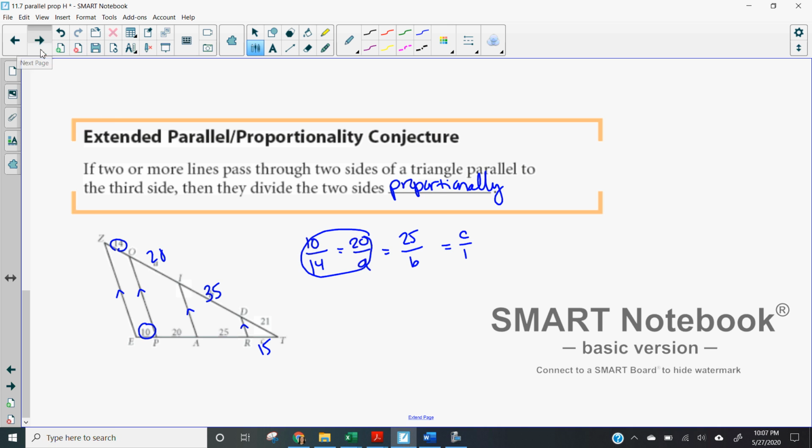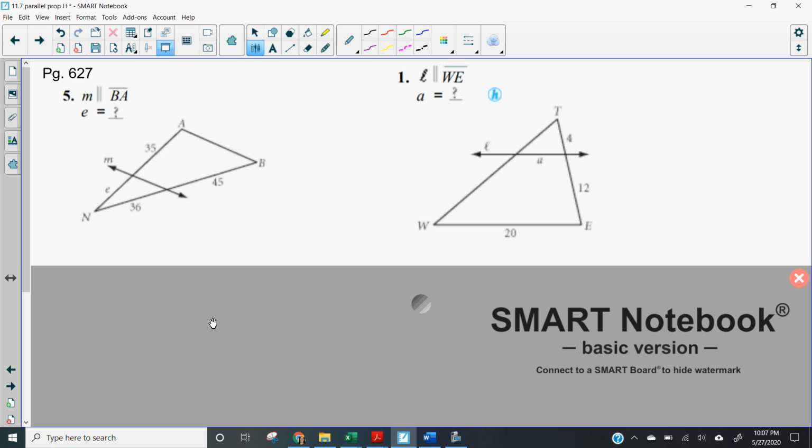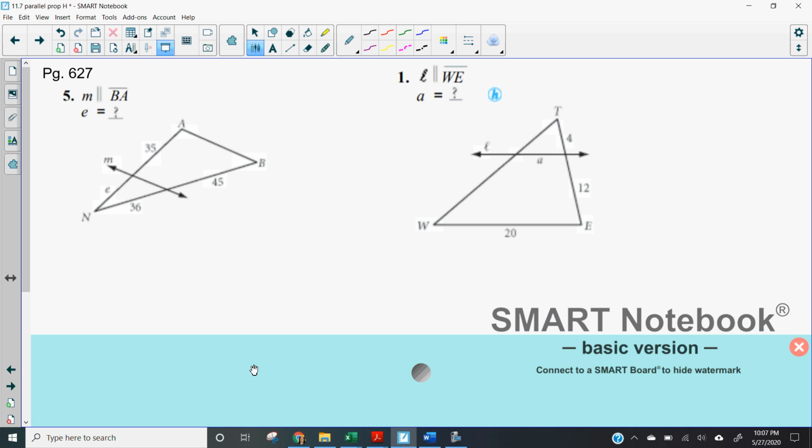Okay, so let me just do that here quickly with you. These are all from page 627 in your book. If you'd like to find them on your own, you're welcome to look those up. So the first thing you need to know, this does not work unless you know these lines are parallel. So M is parallel to AB. So if that's the case, it's really just set up your proportion. Just make sure you're doing it correctly. That's really the only piece that's new here.